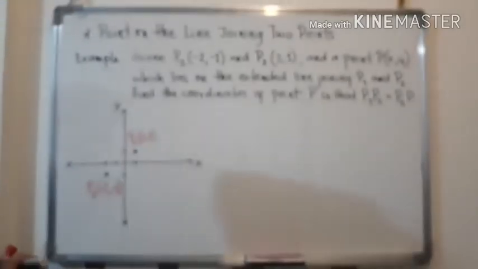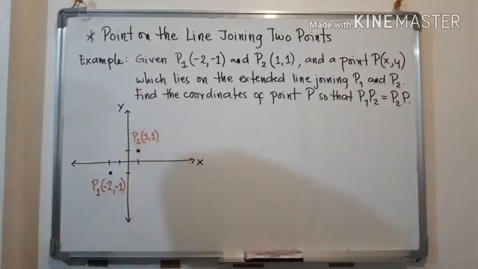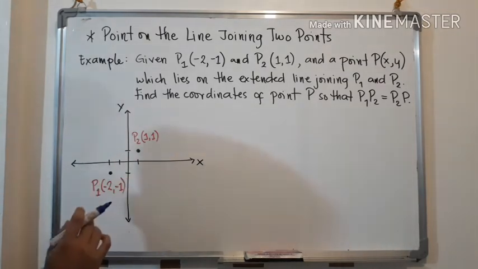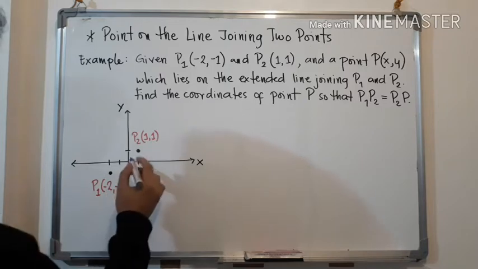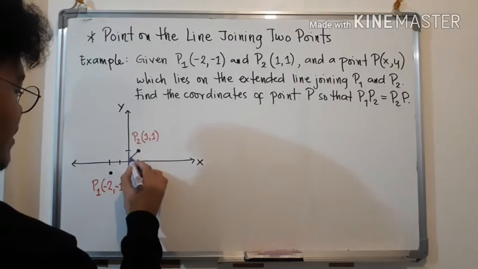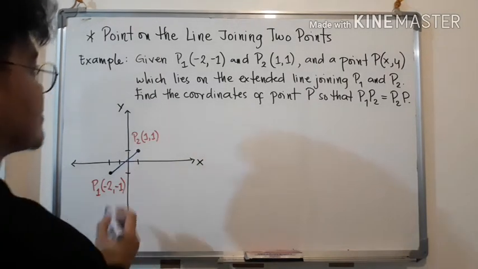So we have these 2 points. If we connect this, now we have a theorem in geometry that given 2 points, we can create a line. Okay, so we have this line.